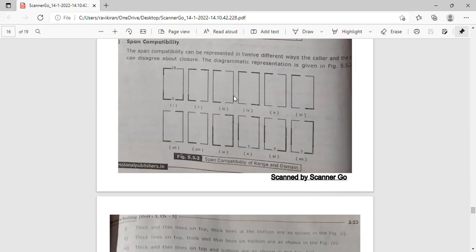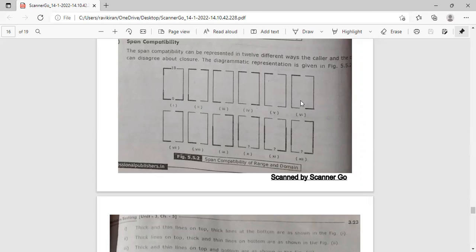Span compatibility means the span compatibility can be represented in 12 different ways. The caller and the called can disagree about closure. The diagrammatic representation is as follows. This is the diagrammatic representation of span compatibility.